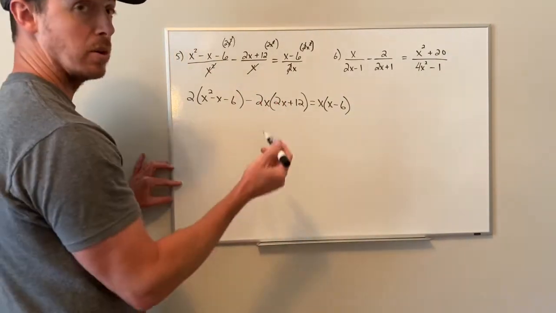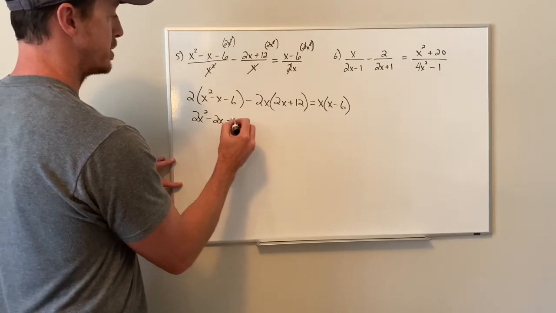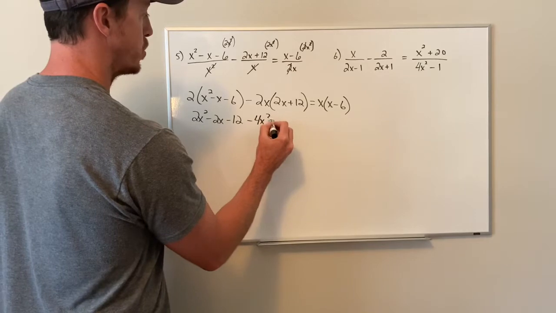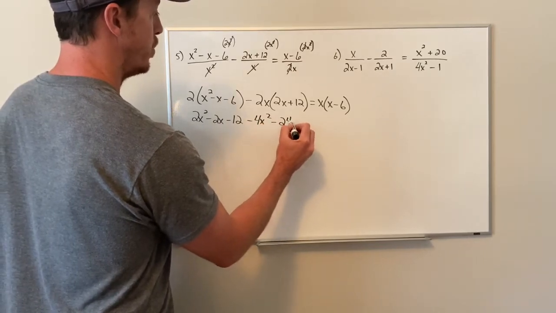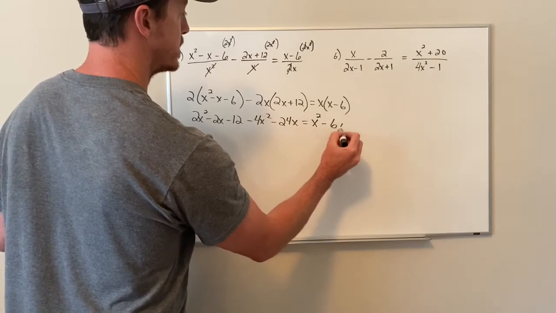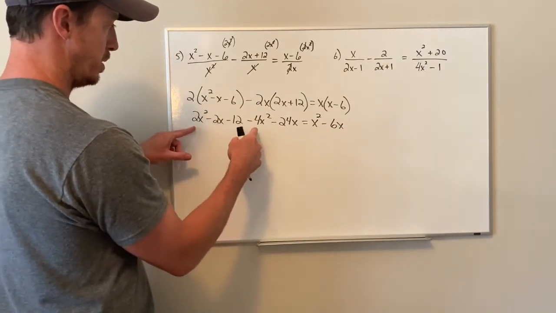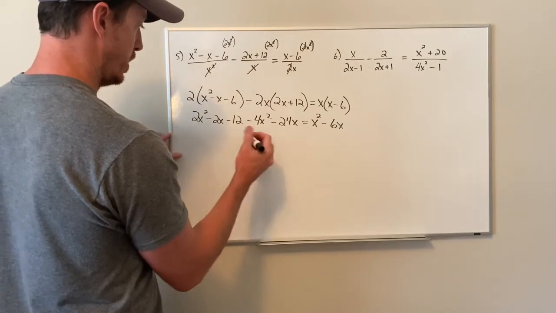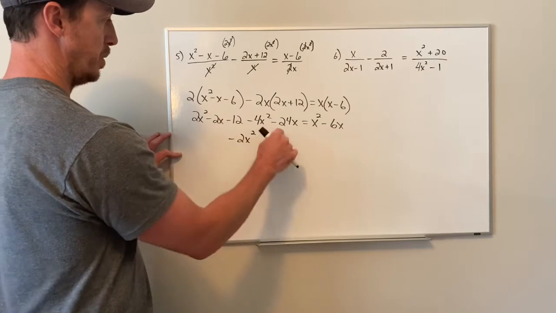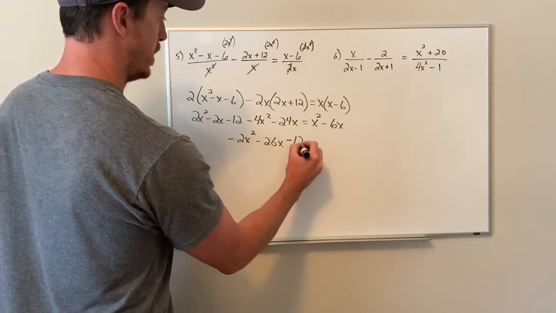And it's just regular old algebra at this point. So it's 2x squared minus 2x minus 12 minus 4x squared minus 24x equals x squared minus 6x. So I'm going to group some like terms here. 2x squared minus 4x squared is negative 2x squared. Negative 2x minus 24x is negative 26x minus 12.